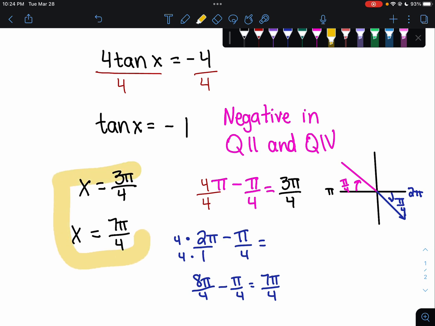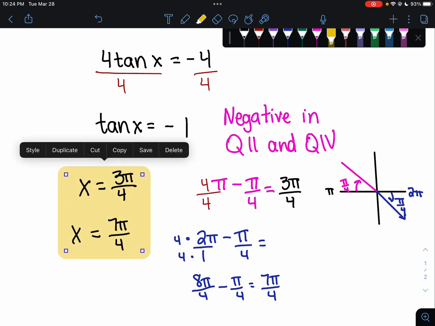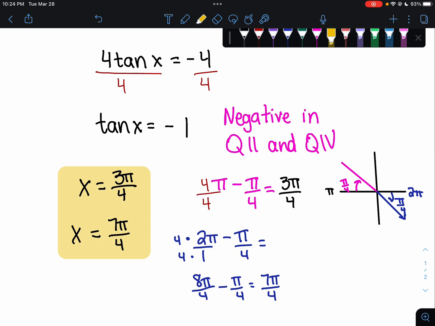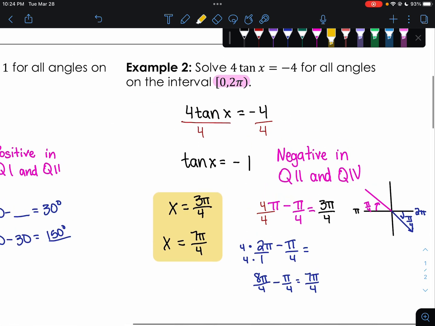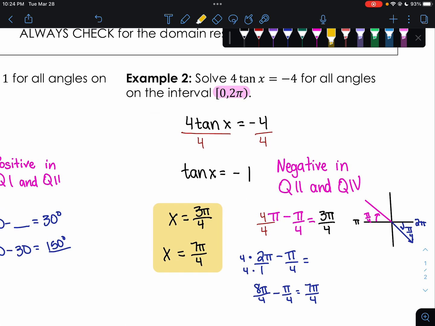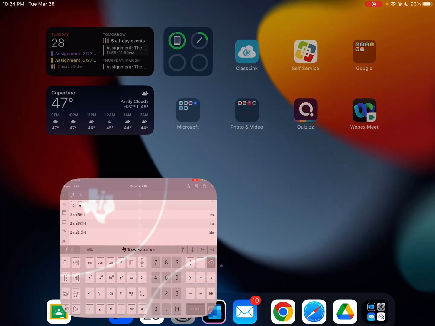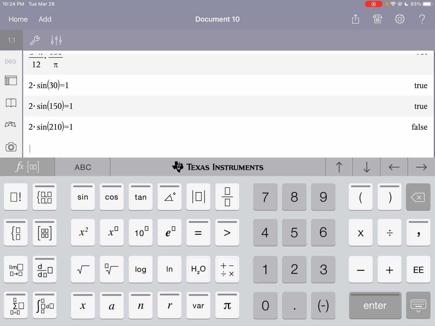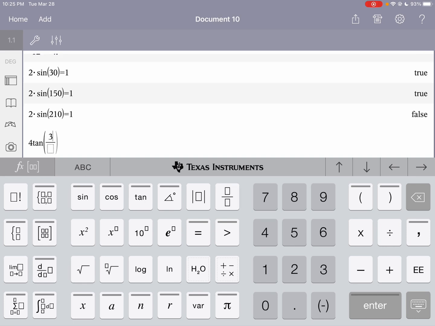Again, I'm going to show you one more time that you can use the calculator to check your answer, and after example 2, I will not use the calculator again. So I am going to plug in 3 pi over 4 into my 4 tangent x equals -4. So I get 4 tangent. Instead of x, I'm going to type in 3 pi over 4. And I just realized that I did make a mistake, so I do need to fix that before I hit equals.